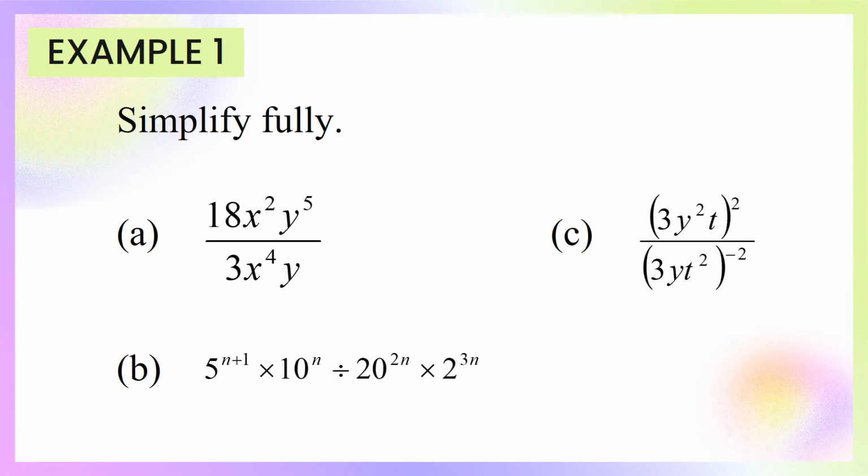Let's look at example 1, simplify fully. Question 1a. Simplify fully 18x squared y power 5 divided by 3x power 4 y. Okay, first we notice that 18 divided by 3 is equal to 6. So then we can simplify 18 divided by 3 as 6. So then 6x squared y power 5 over x power 4 y.